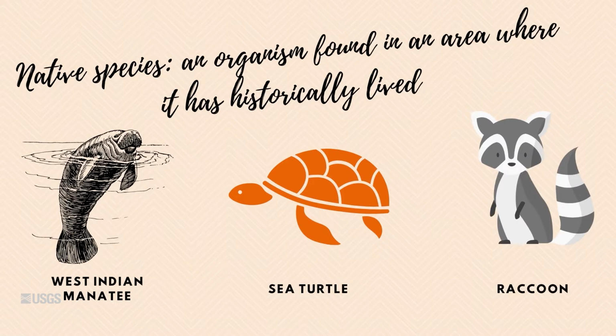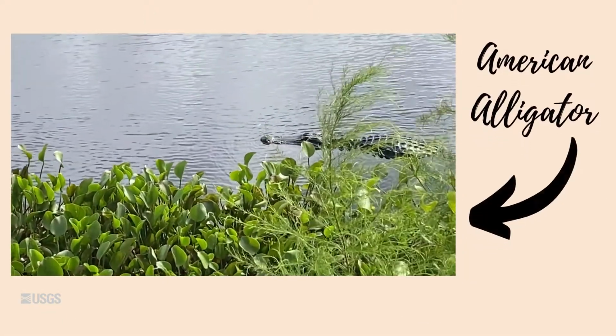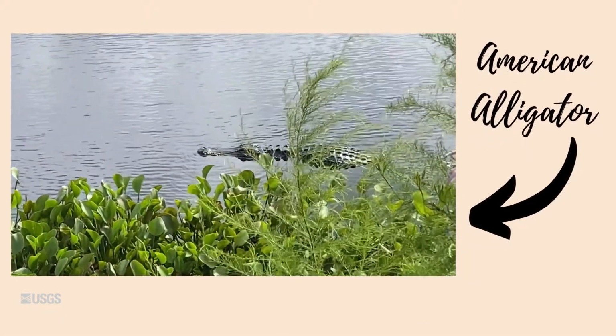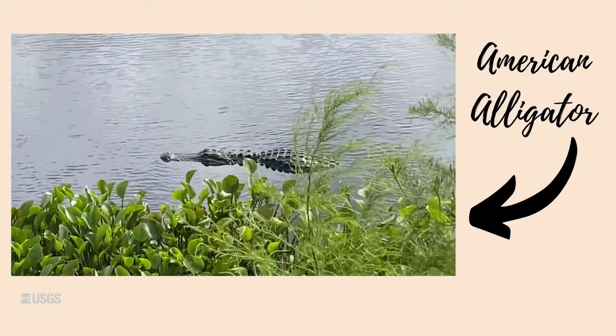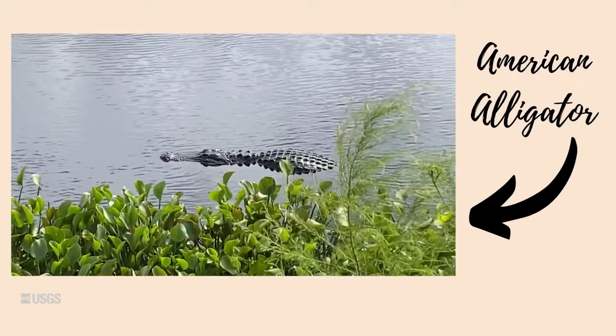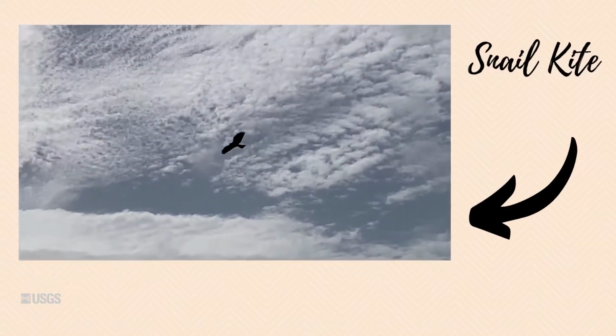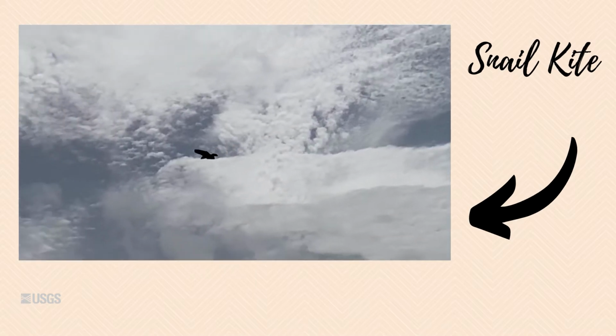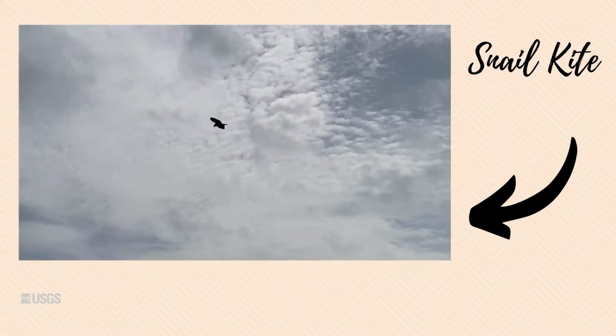Or how about animals that you may see in your backyard, like the raccoon? Another species you may have thought of is the American alligator. This species was not introduced or brought to Florida by humans. It occurs naturally in our state, meaning it is a native species and a regular you can spot at your local wetland. Native species can occupy the land and the water, and even the sky.